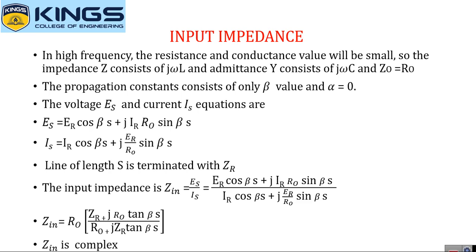Then if we divide all terms by cos beta S, the cos beta S terms cancel and the balance term is ZR plus j R0 times sin beta S by cos beta S, which equals tan beta S. In the denominator, dividing by cos beta S leaves R0 only, plus j ZR times sin beta S by cos beta S, which becomes tan beta S. So the final answer is the input impedance Zin equals R0 into ZR plus j R0 tan beta S, divided by R0 plus j ZR tan beta S. Zin is a complex value.